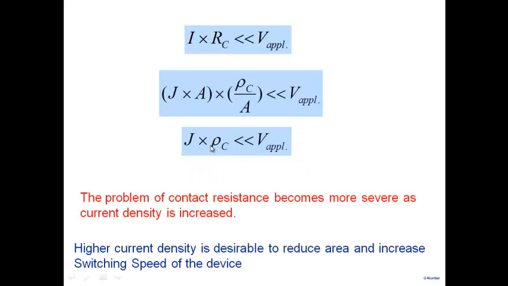And you can see then, if we go back, that my contact resistivity problem becomes more severe as I make the current density higher here. Okay, so this is an important equation which tells us the importance here.